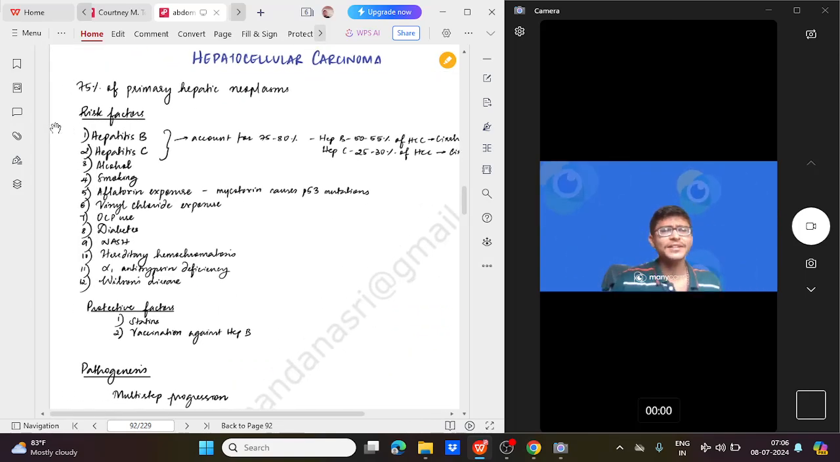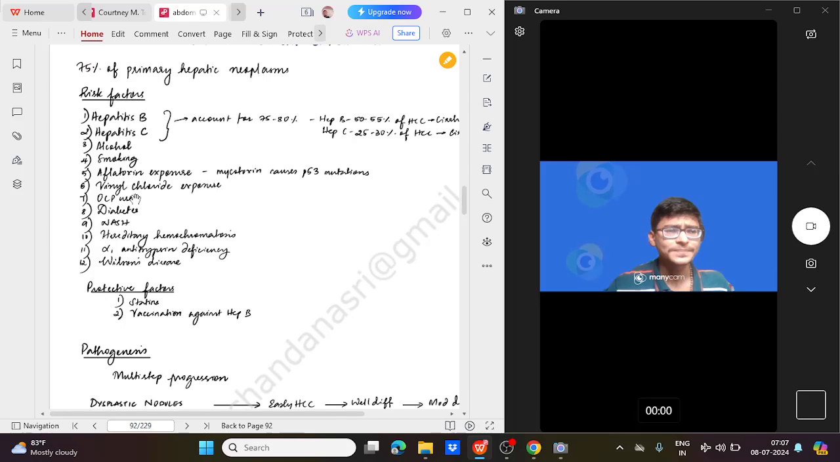We'll classify risk factors into three: the factors causing cirrhosis and then hepatocellular carcinoma, the metabolic factors or diseases to be precise, and the environmental factors.